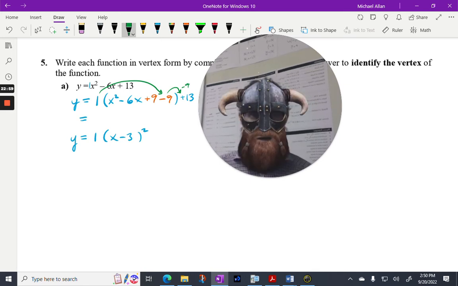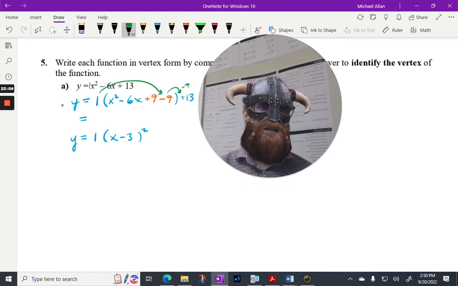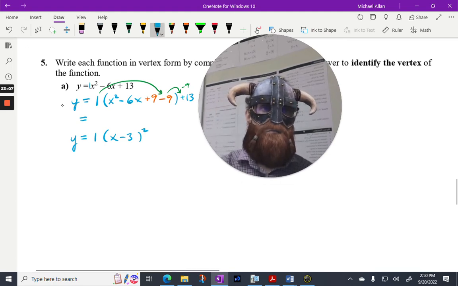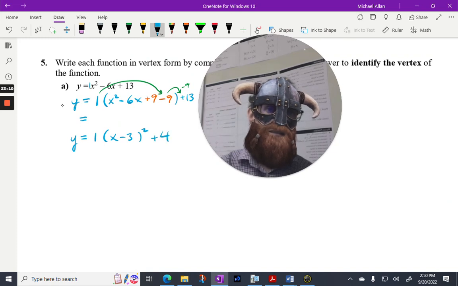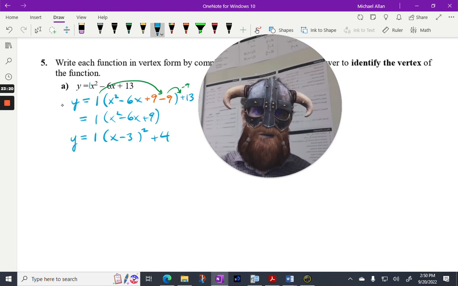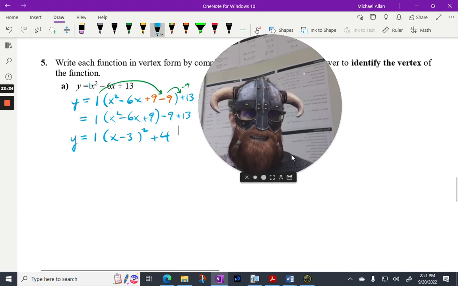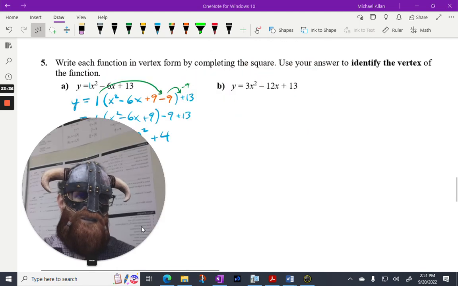So -9 plus 13, and you get a 4. So now that 4 is down here. So you can see I skipped this middle step. If you were to put the middle step in there, this is what it would look like. Bracket x squared minus 6x plus 9, bracket. That's me multiplying out that bracket on the bottom here. The 9 pops out, you get -9 here, plus 13 here. And then they combine together to get that 4. Okay? But you can see you can just kind of skip that step if you need to, or if you want to. You don't need to.